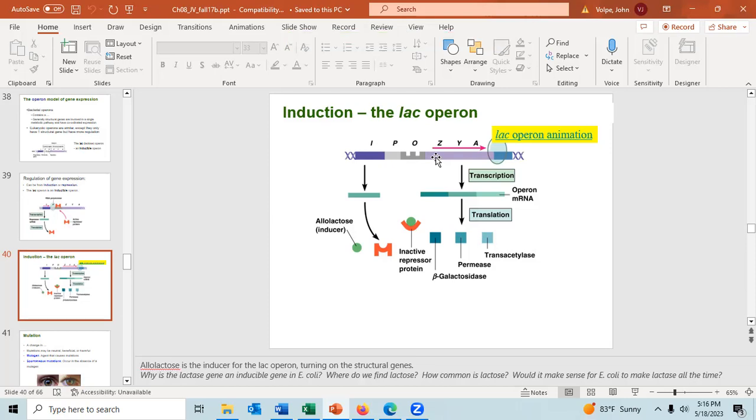Now, there's something unusual about this messenger RNA. As you can see right here, we get one transcript product, one messenger RNA from this operon. But how many proteins do we get from that messenger RNA? Come on, people. It's showing right here. 1, 2, 3. Thank you.